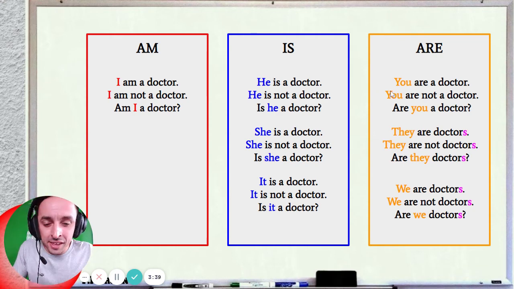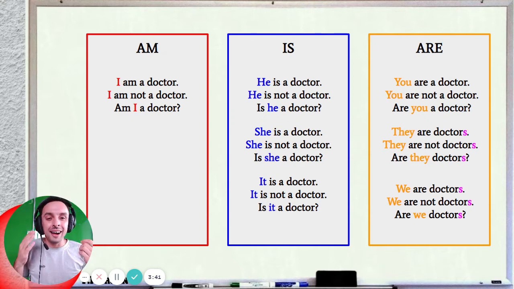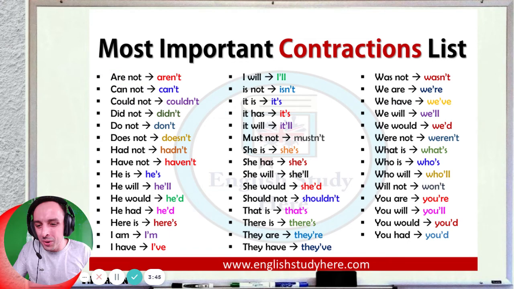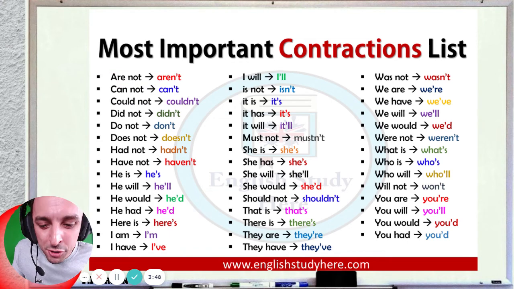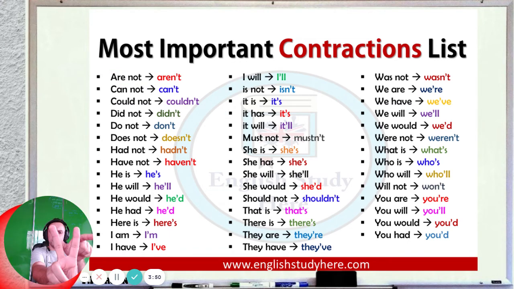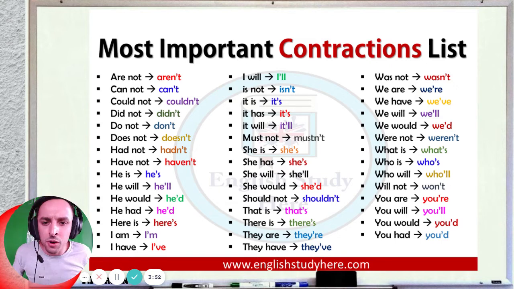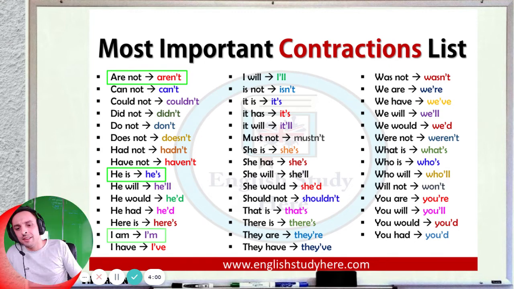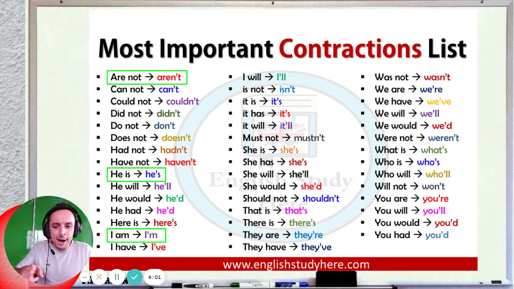Okay, so that is you. We have your verb to be's with your pronouns now. And we have your questions. Yes, let's move on to your question. No, not questions. Let's remind you of your contractions. Two words pushed together to make one word. Okay, so we know are not, aren't. He is, he's. I am, I'm.